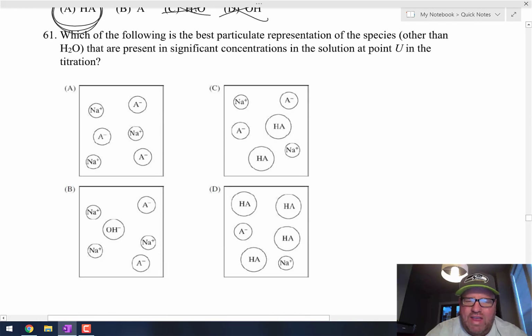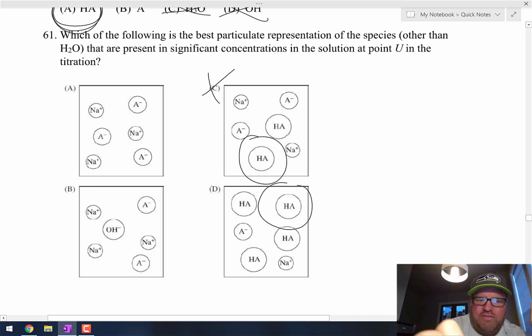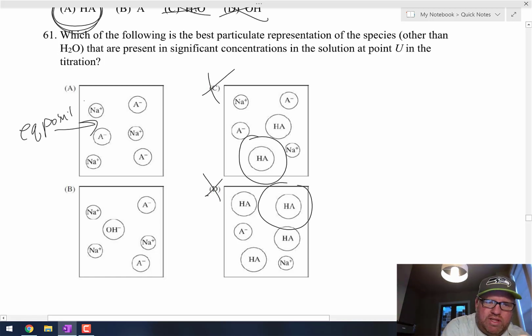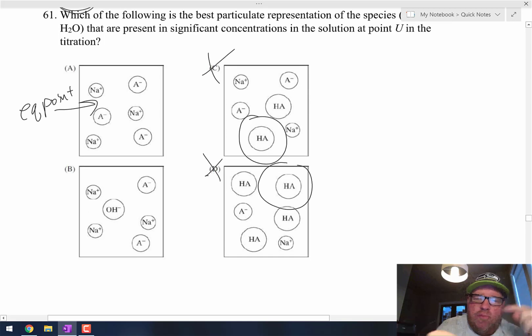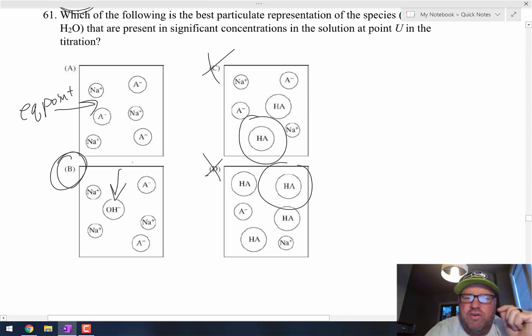You don't really have any of that HA left. So look at these answers here where you still have some HA left. Nope. Once you're past that equivalence point, all of that acid has reacted. And you're so far past it, this right here would be a great representation of the actual equivalence point where all of the acid is gone, but you don't have any leftover hydroxides. But at point U, where you're well past the equivalence point, see that you have that hydroxide left over?